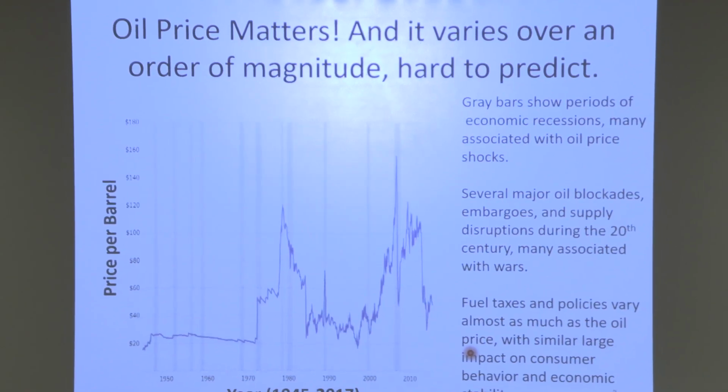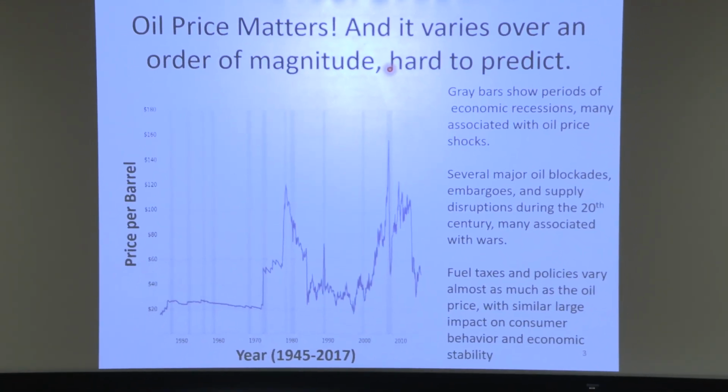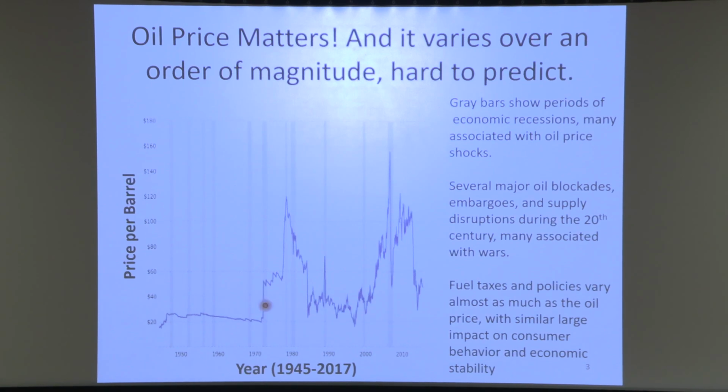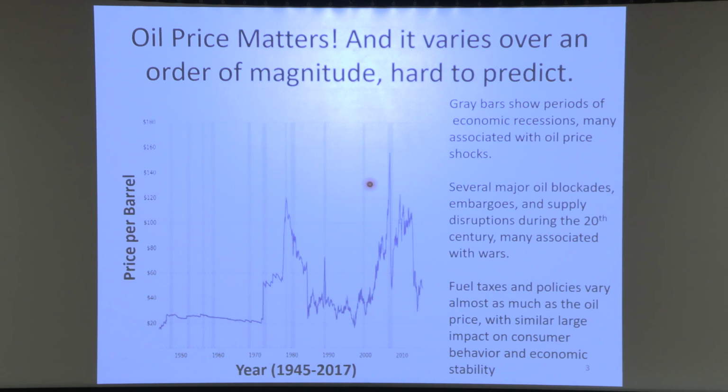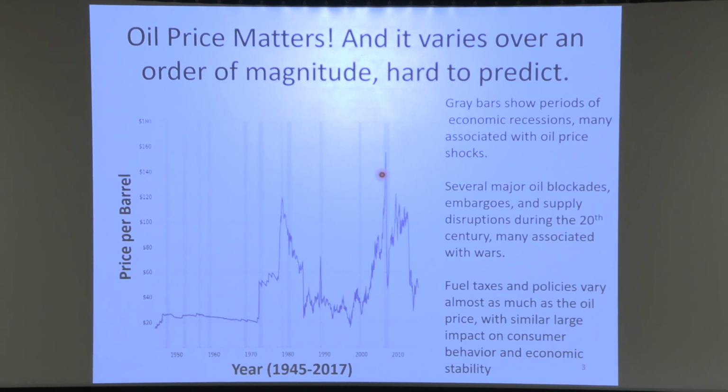The price matters. For example, this shows the oil price versus time, and the gray bars are times when there were recessions. What you can see is that they're not 100% correlated. Here's a bunch of recessions happening that had nothing to do with oil. But here's one, here's one, here's one. So there definitely seems to be some correlation. When the oil price gets really high, we have a recession in the world.